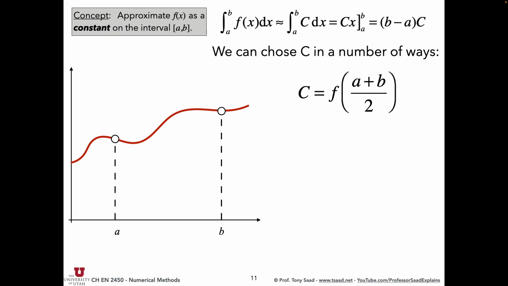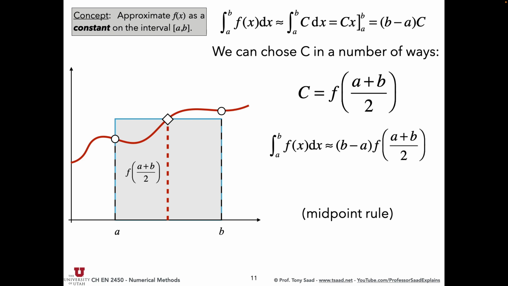If you choose the point in the middle, at a plus b over 2, and draw a line there to approximate the function, it tends to balance the effects. So when we chose f of a, we underestimated that portion of the function. When we chose f of b, we overestimated this portion. The midpoint tends to balance that effect. Whatever you overestimate on the left side, you're going to underestimate on the right side, or vice versa. So that's called the midpoint rule. And in that case, the area is going to be b minus a times the height, which is f of a plus b over 2.